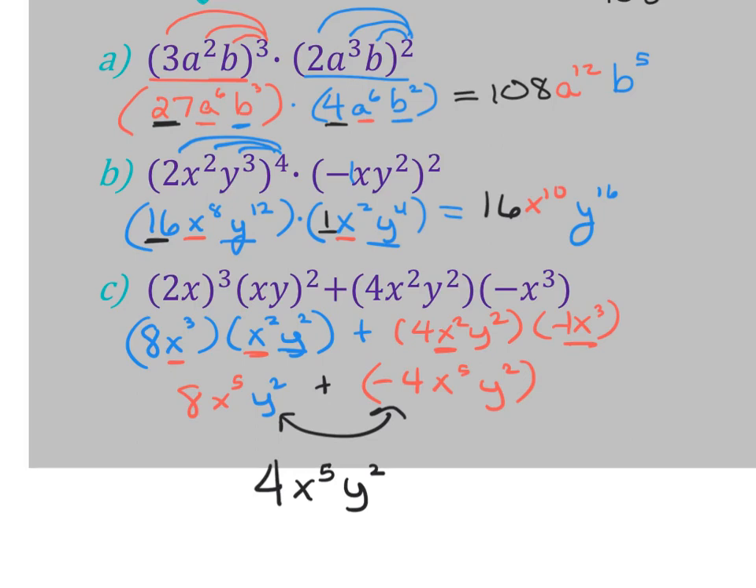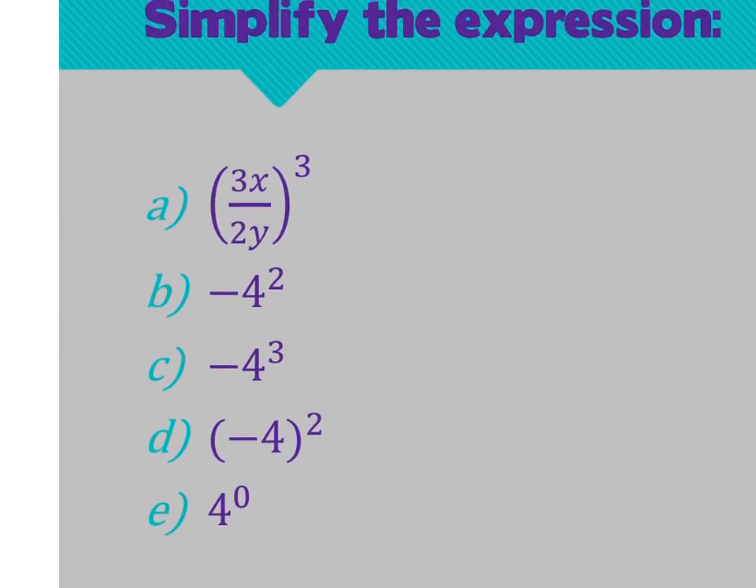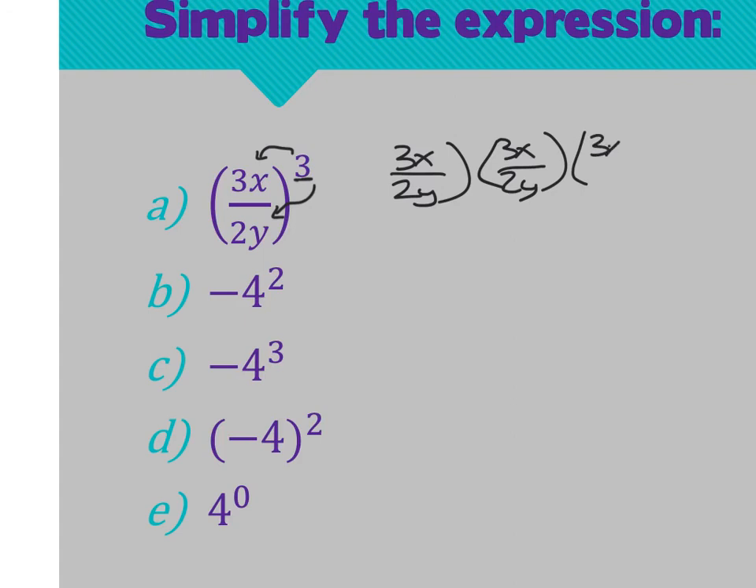One more slide. Now, when you have a fraction that's raised to a power, this exponent of 3 is going to go both on the numerator and the denominator. Because if you think about it, this is really 3x over 2y times 3x over 2y times 3x over 2y. So we're going to apply the exponent to both the numerator and the denominator.